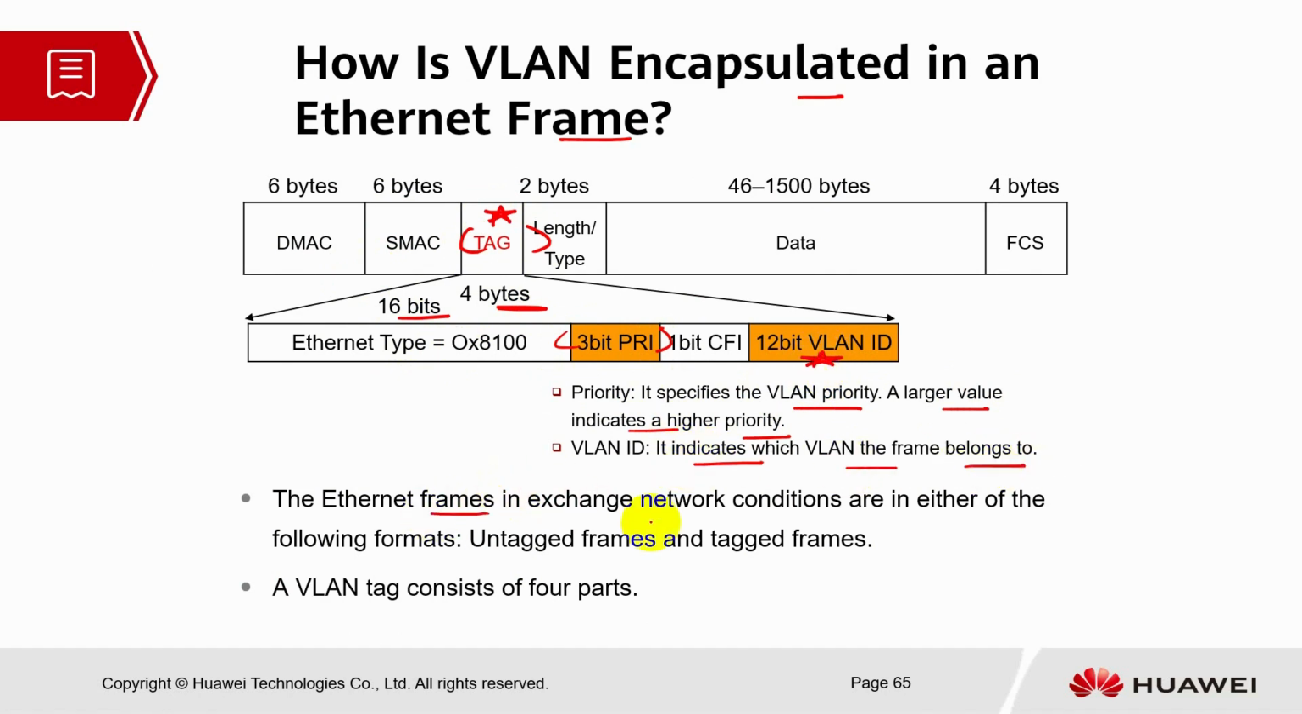Ethernet frames exchanged in network conditions are in either of the following formats: untagged frames or tagged frames. A VLAN tag consists of 4 parts, basically 1, 2, 3 and 4. Mainly we're focusing on the priority and the VLAN ID.